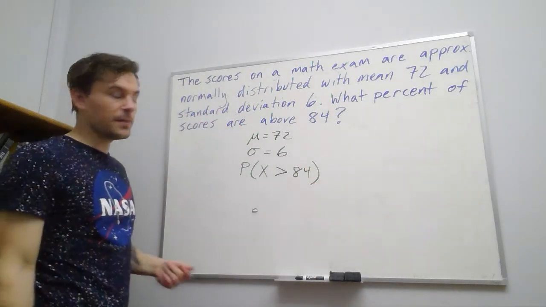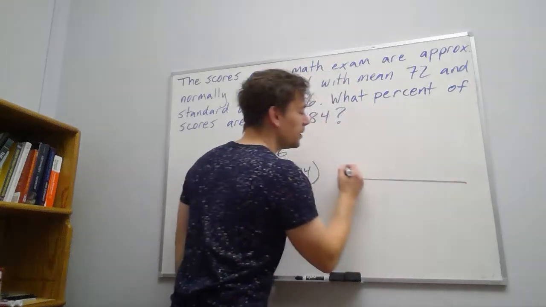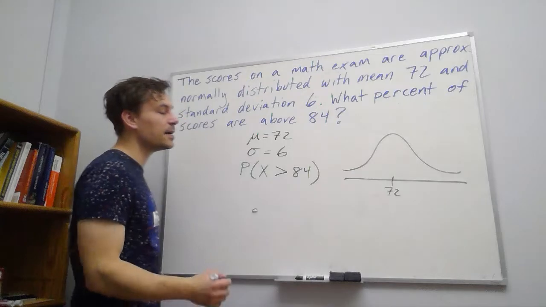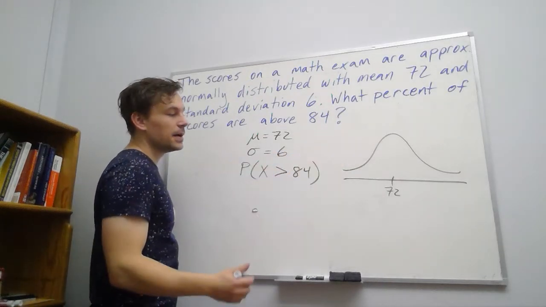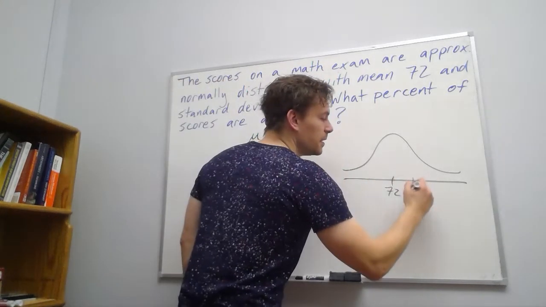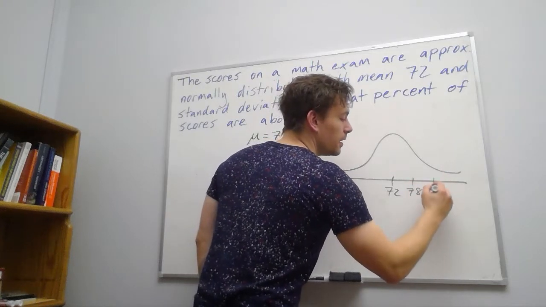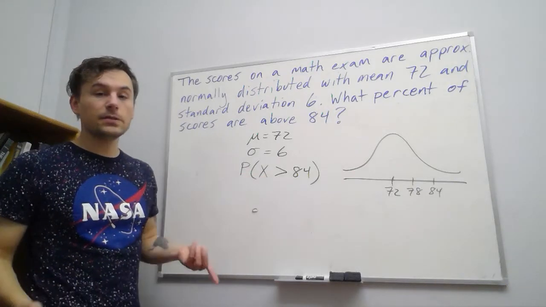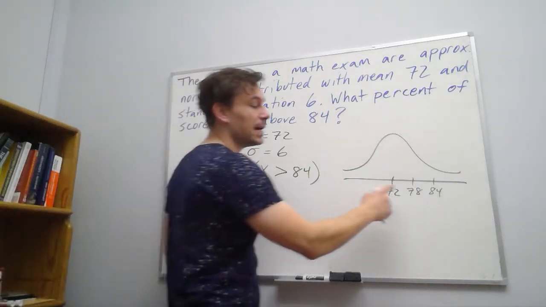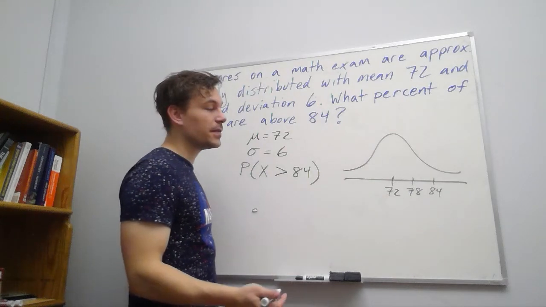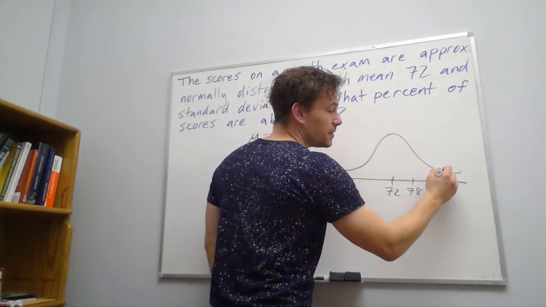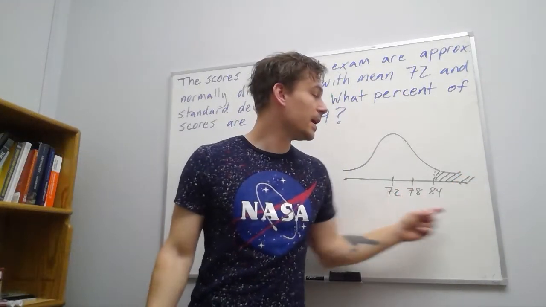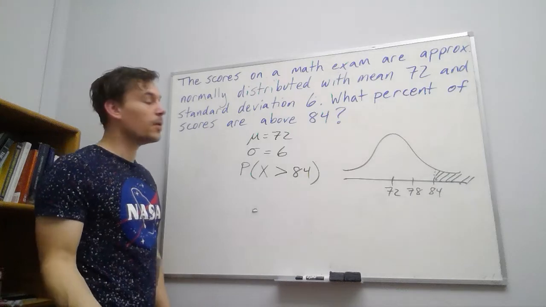And one way to think about this is for our normal curve, to kind of at least get a picture of this thing. So 72 is there, and then if we increase by our standard deviations of 6, here's 78, and then here is 84. It just so happens to be 84 is the value we're interested in. Now, this won't always be exactly 1 or 2 or 3 standard deviations away, but in this case it is. So we're looking for the probability that we are greater than 84, so to the right of 84.